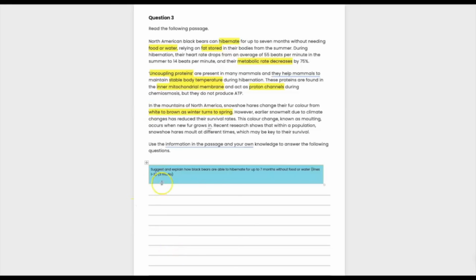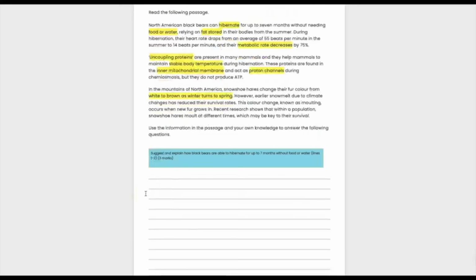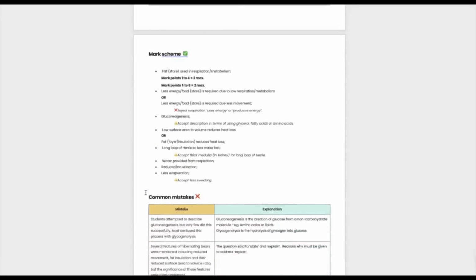But you can always pause and have a go at this yourself. I'm going to go straight on to what the mark scheme is and look at the common mistakes and explanations behind it. So first of all, there was one link to the concept of respiration that we said: the fat is used in respiration. Then we've got less energy or food storage required due to a low respiratory rate. So we talked about that at the beginning when we said the annotations would add. Then you've got the gluconeogenesis. So that's the description that I was giving, that the glycerol from the lipids could be used.